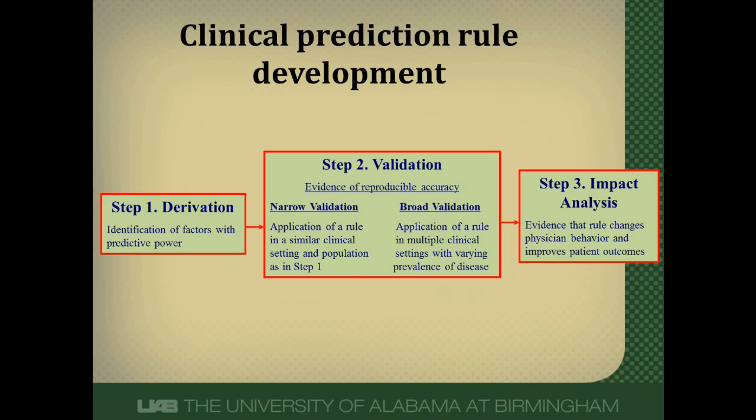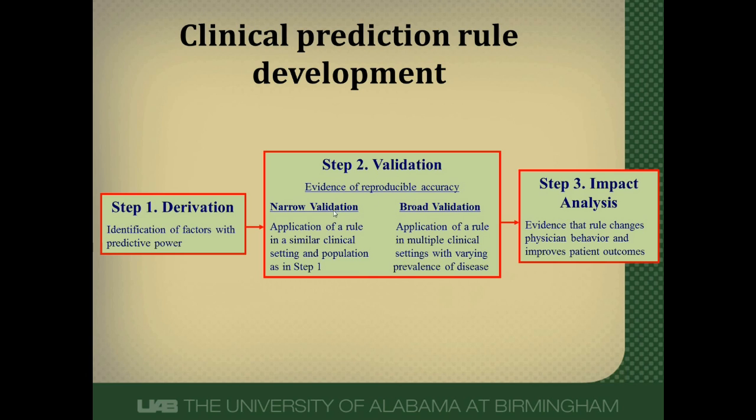This slide shows the 3 steps of developing a clinical prediction rule. The first step is derivation, then we validate it, then hopefully we impact test it. So derivation, we just identify factors that are associated with the outcome of interest. Once we do that, then we have to validate that those factors actually predict the outcome.